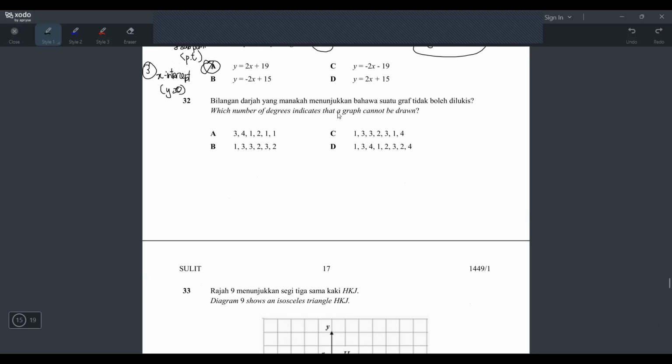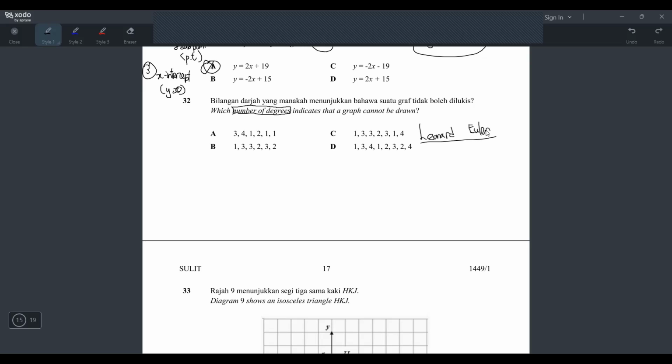Which number of degrees indicates that the graph cannot be drawn? This is under network in graph theory. So they ask which number of degrees indicates that the graph cannot be drawn. Do you still remember in class, when I taught this chapter, I mentioned this name, Leonhard Euler. Do you remember this guy, Leonhard Euler? And what is his contribution? Who remembers what Leonhard Euler said?